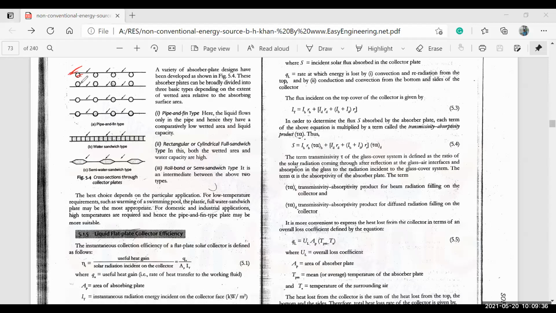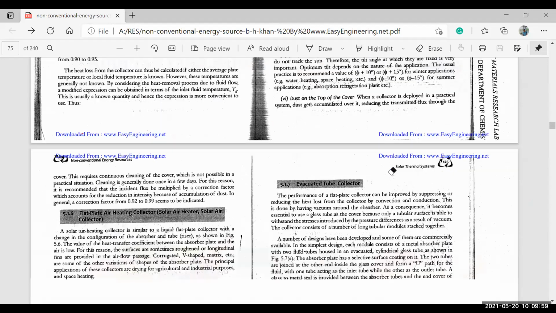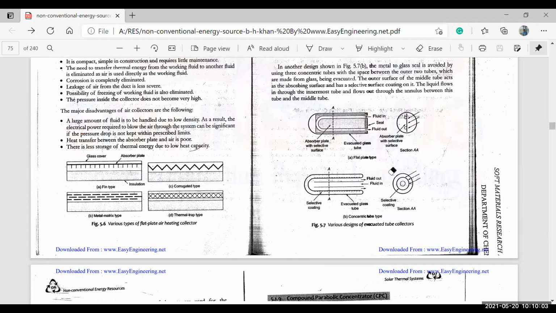The placement of tubes can be below the absorber, above the absorber, or in line with the absorber. This is your sandwich type, and this one is your semi-water sandwich type. These we have already seen. Evacuated tube also we have seen.